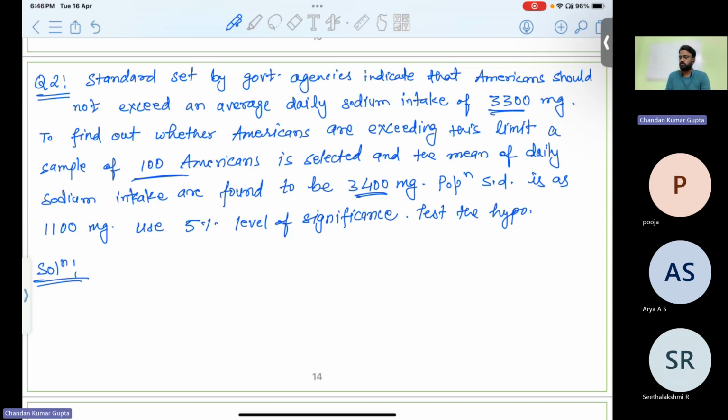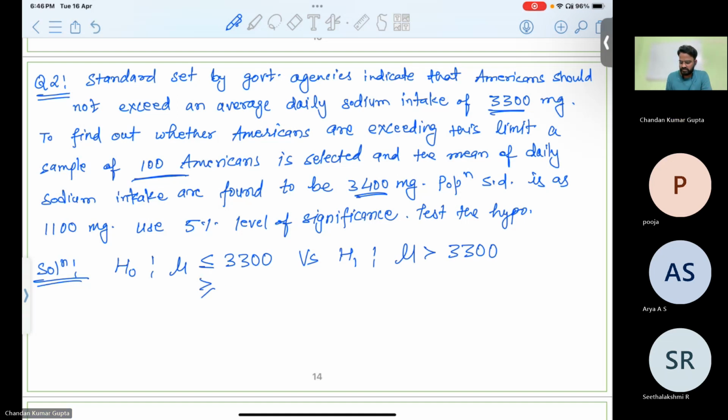For this, the first step is to frame the hypothesis, that is H naught: mu is less than or equal to 3300, versus H1: mu is greater than 3300. You may also write it the other way, but try to stick with one kind and then proceed accordingly. I'm sticking with the first one. So our hypothesis is mu less than or equal to 3300 against mu greater than 3300 MB.